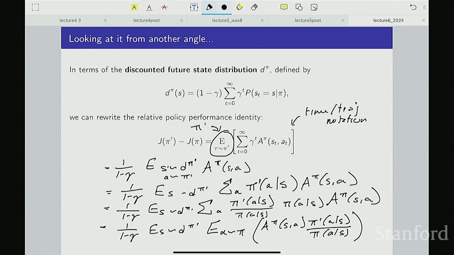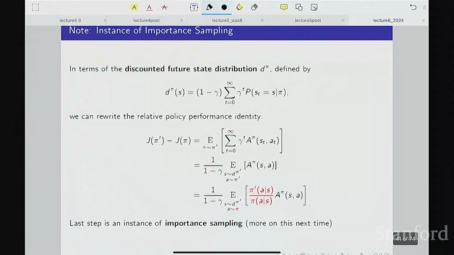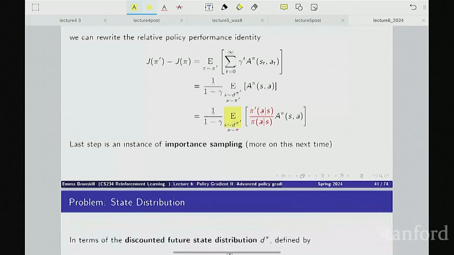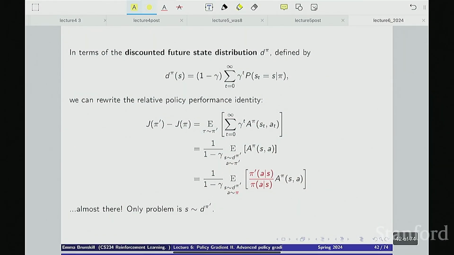This is still pi prime. So I still don't have any data over states from my pi prime, okay? All right, so this is that just written out more neatly. We'll see a lot more on that in the future. Okay, but we still have this big problem because we don't have any states from pi prime. We have data from pi. Okay, so what are we going to do about that?